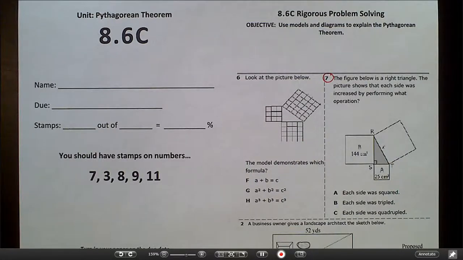This is the video lesson for 8.6c in the Pythagorean Theorem unit. Our objective today is to use models and diagrams to explain the Pythagorean theorem. So we're not actually going to be really calculating much today. We're just going to be using these models, pictures and things to explain the Pythagorean theorem.